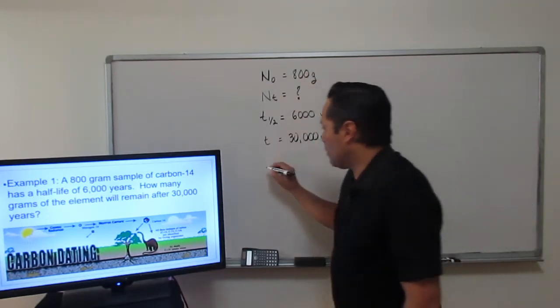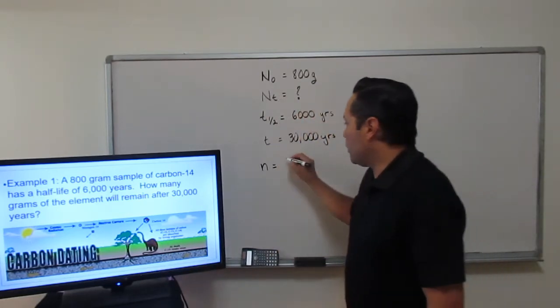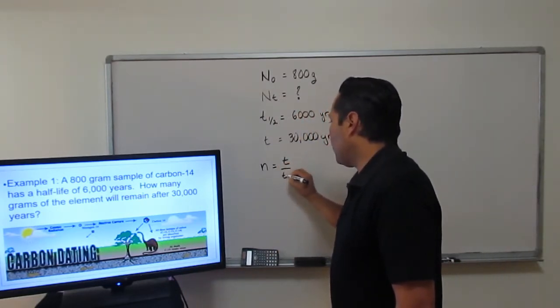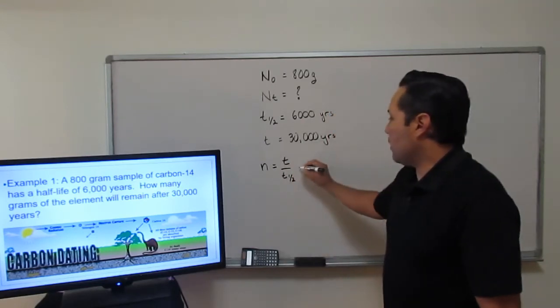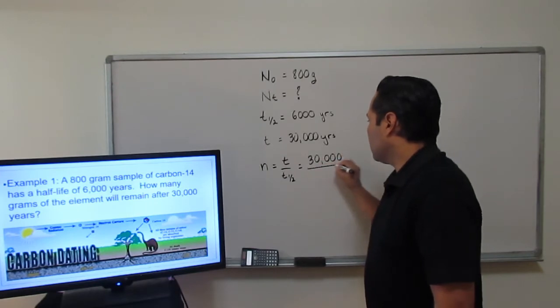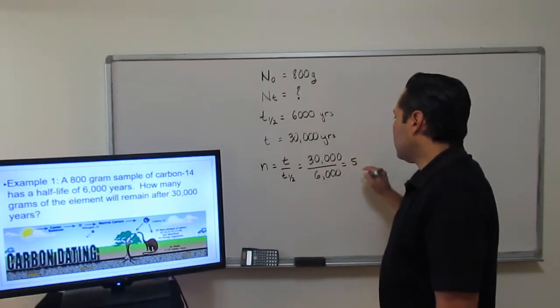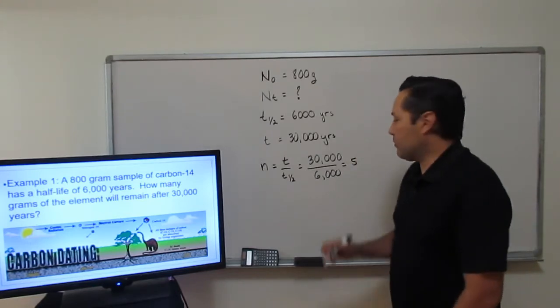We're going to go ahead and figure out our number of half-lives. How many half-lives went by? To do that, just divide time over the half-life. Time was 30,000. The half-life is 6,000. So the answer is 5. 5 half-lives have gone by.